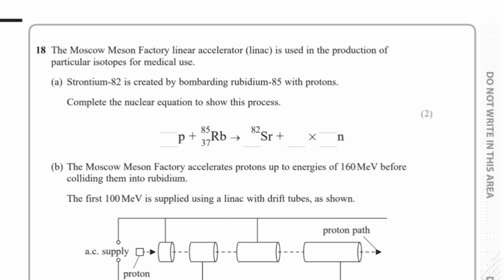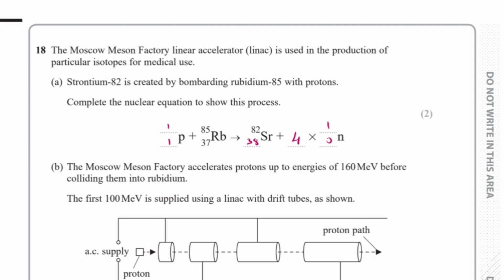We are at the last question. The Moscow-Mason factory linear accelerator is used in the production of a particular isotope for medical use. Strontium-82 is created by bombarding rubidium-85 with protons. Complete the nuclear equation for the process. We know the charge and the mass number for the proton is 1 1, and for the neutron it is 1 0. To balance the charge it is going to be 38 here, and to balance the mass we're going to multiply it by 4.